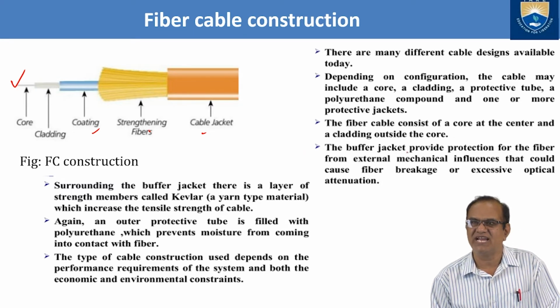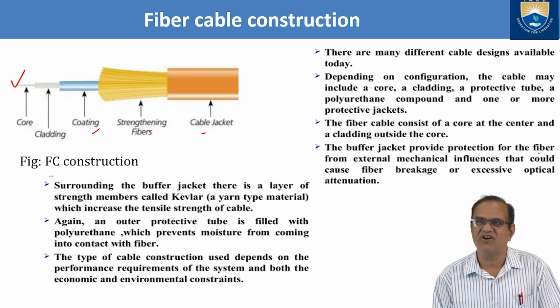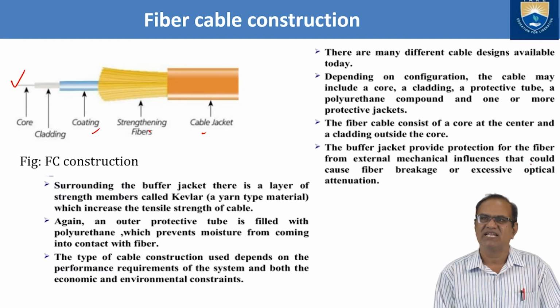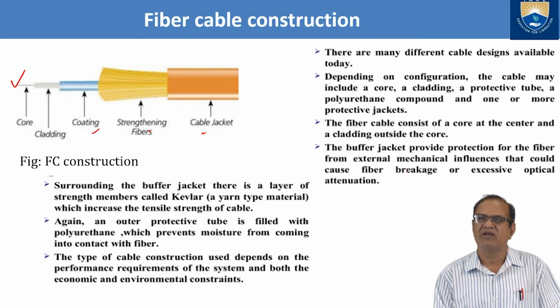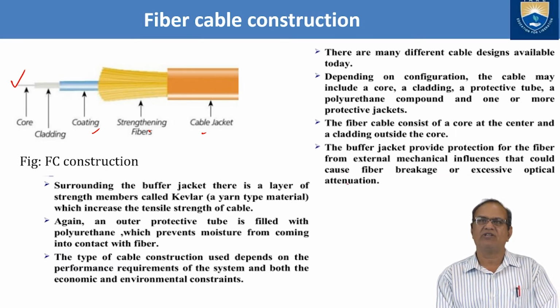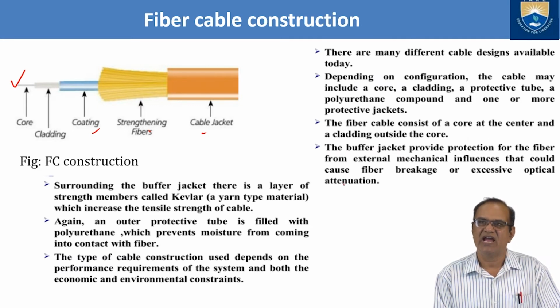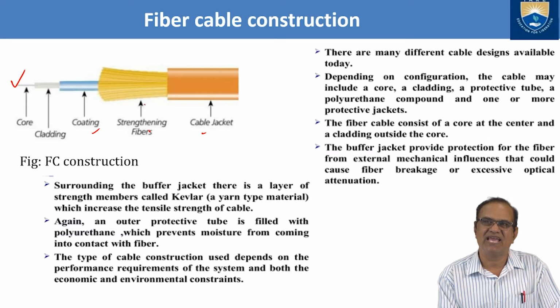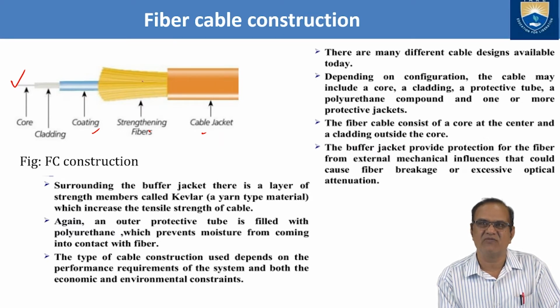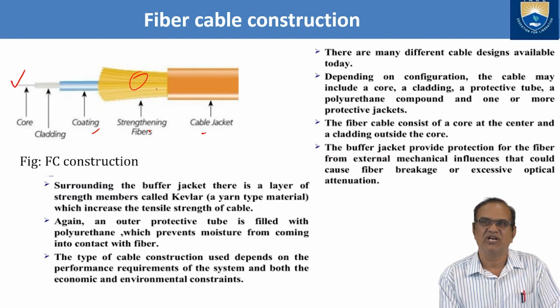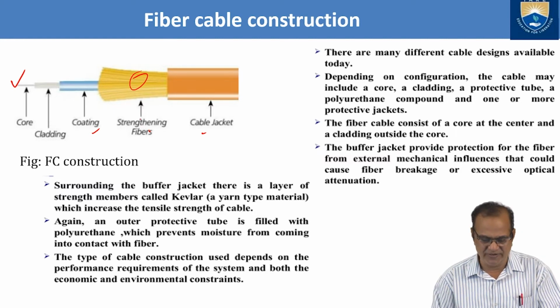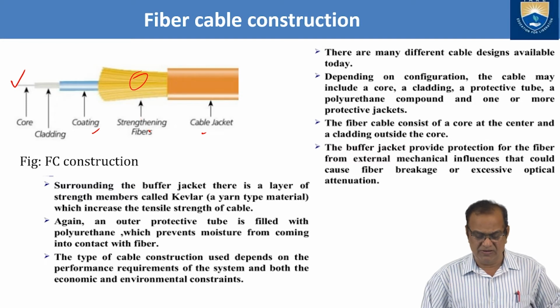Then we have a buffer jacket, which provides protection for the fiber from external mechanical influences that could cause fiber breakage or excessive optical attenuation. So we have the jacket, called the buffer jacket, and any mechanical loading or twisting or bending will be absorbed by it. That is why these strengthening fibers are used.